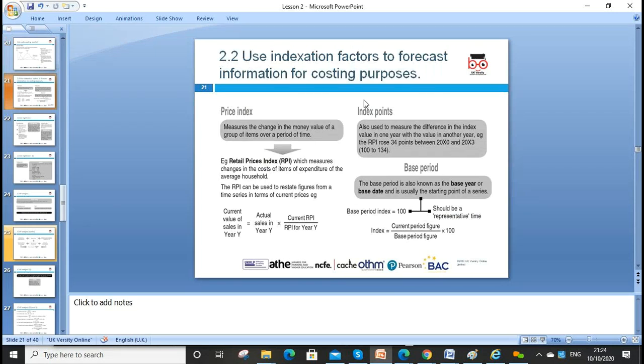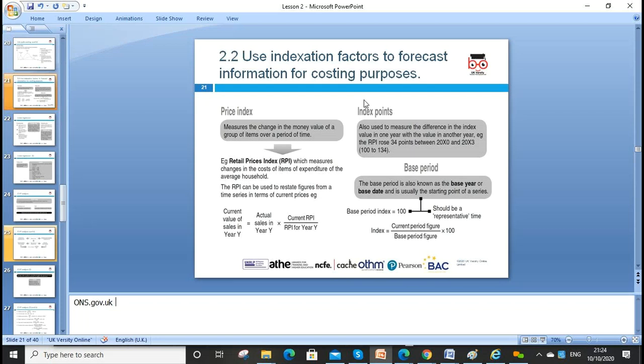Okay, guys. Next, we're now looking at indexation. So 2.1, use the price index. You may have heard about the consumer price index, the retail price index, which measures the changes in the items of expenditure of the average household. In the UK, we have the ONS, the Office for National Statistics, statistics.gov.uk, where you can find the trends, the price changes, and the inflation. Index points: we can look at how many points it has increased, and there's a formula we can use.